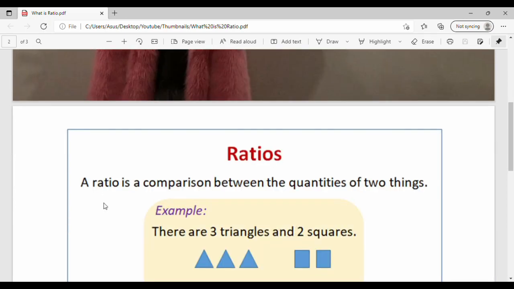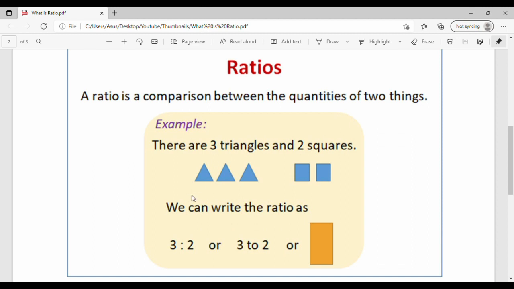Ratio is basically the comparison between two things. So if I have an amount of one thing, how much do I have of another thing? For example, there are 3 triangles and 2 squares. So here I have 1, 2, 3 triangles and 1, 2 squares. The ratio of triangles to squares would be 3 to 2. We either write down "to" or we use this little colon. 3 to 2 means for every 3 triangles we have 2 squares.